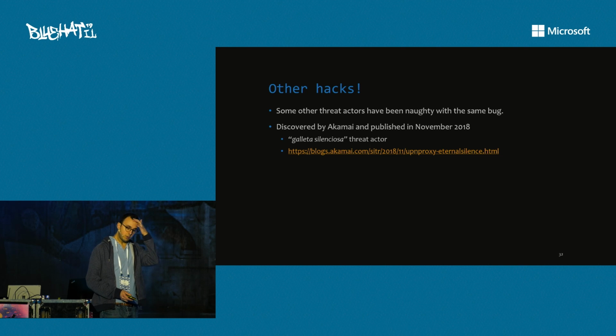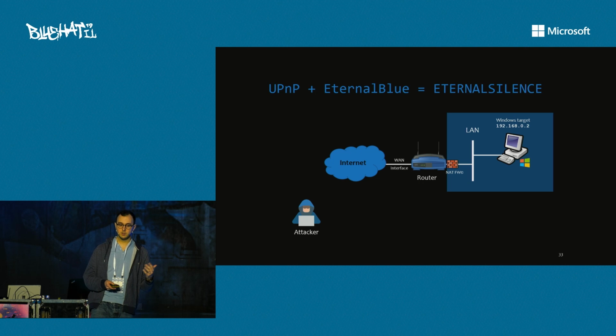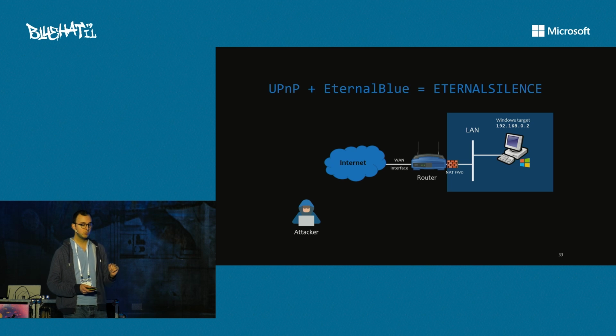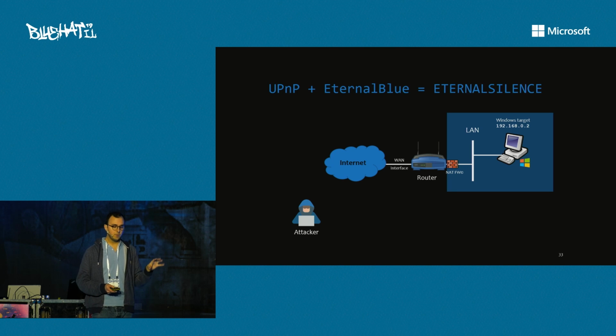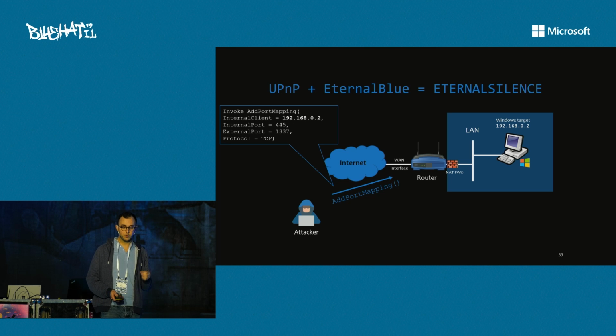Some other threat actors have been using the same bug, this time discovered by Akamai and published in November last year. So what is this all about? What this threat actor has been doing is quite smart. He wanted to exploit the EternalBlue vulnerability on computers that were behind NAT and used UPnP to directly connect to its target from the internet. And I really think that Akamai should have called that EternalBlue's external version. But they actually named it after the signature they found on the packet.